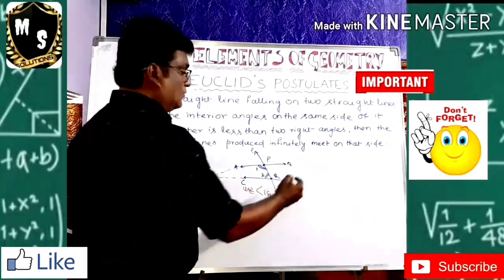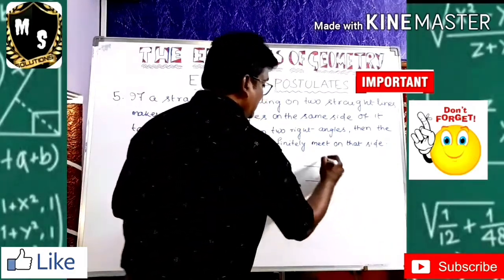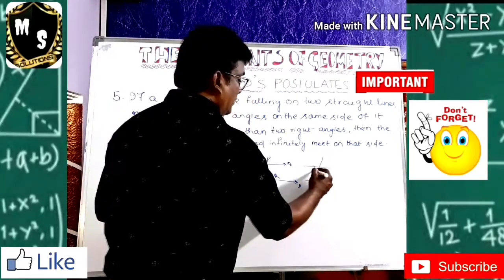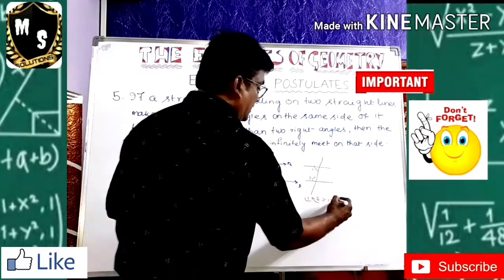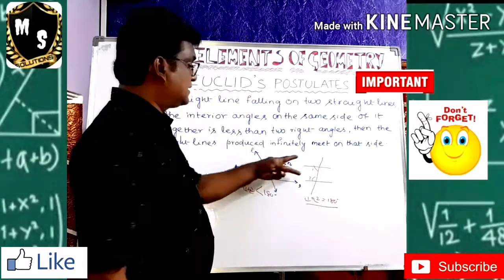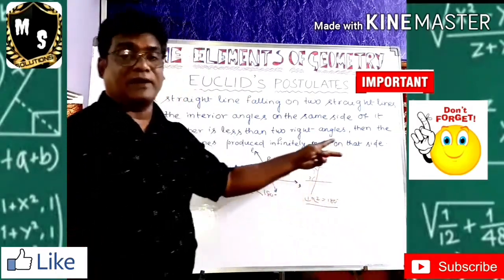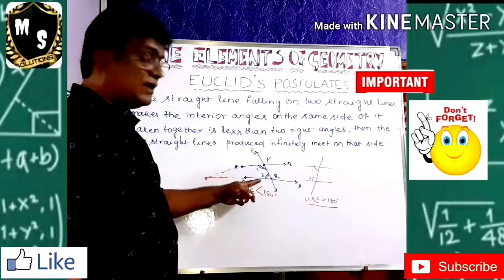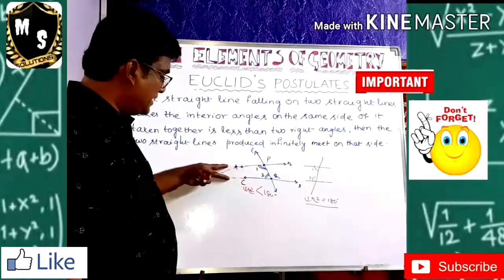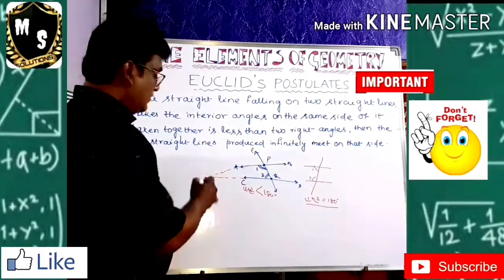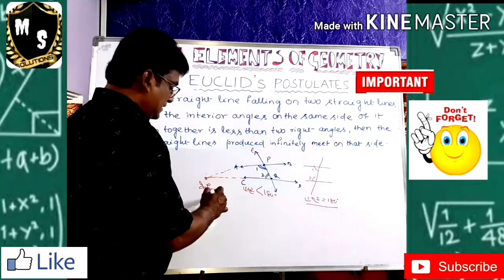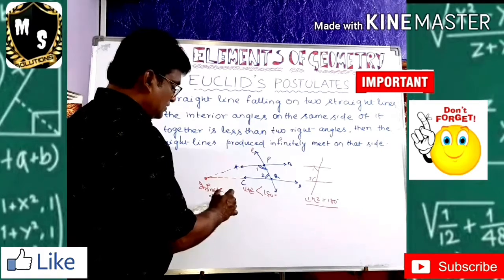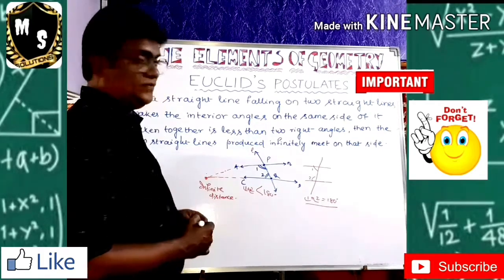If it is equal to 180 degrees, then these two lines will never meet one another. If 1 plus 2 is equal to 180 degrees, then the two straight lines never meet. They are parallel to each other. But if it is less than 180 degrees, they will meet at infinite distance. Understood? So this is postulate number 5.